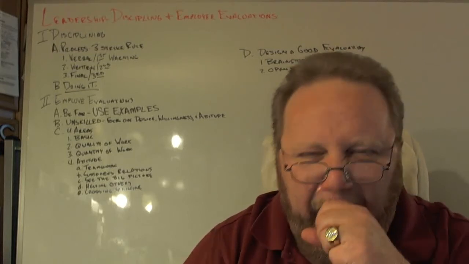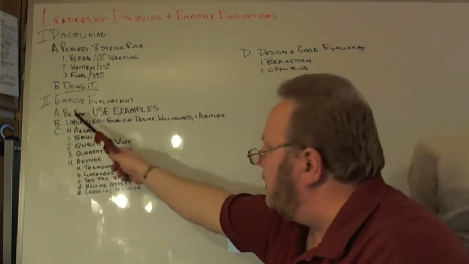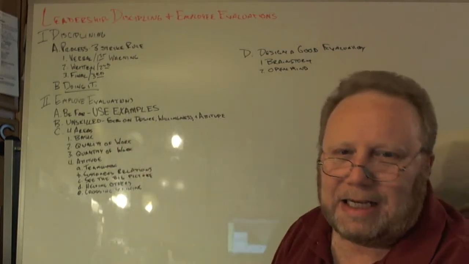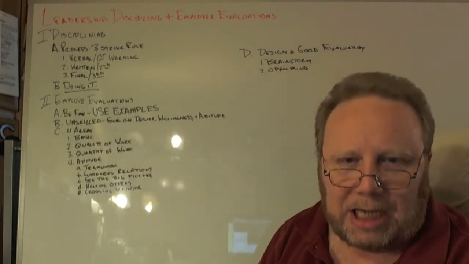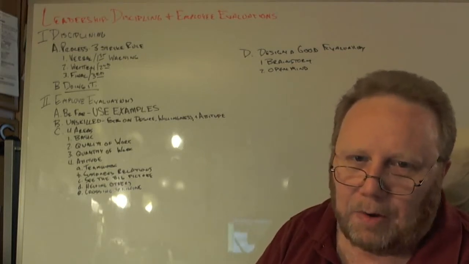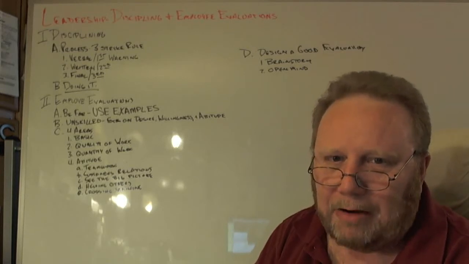Okay. So now we're going to move on to employee evaluations. And the first part is be fair. Use examples. It is so important to use examples. If you're going to say Johnny is slow, give examples of when he's gotten behind and had to be bailed out and had to work hard.